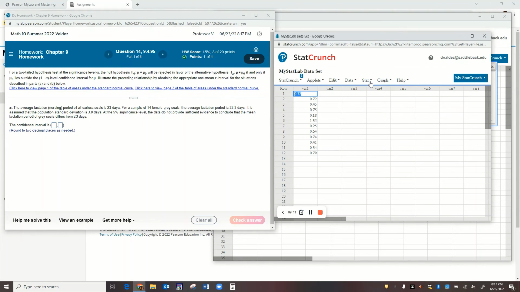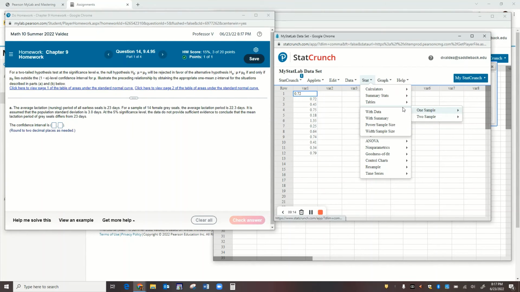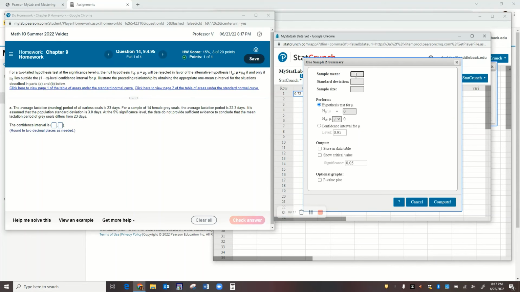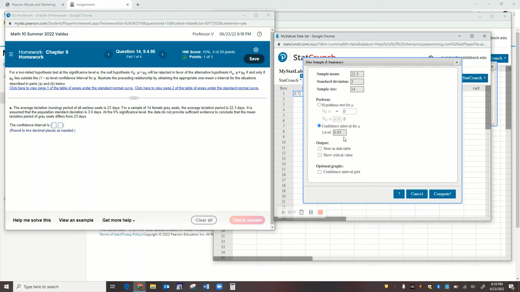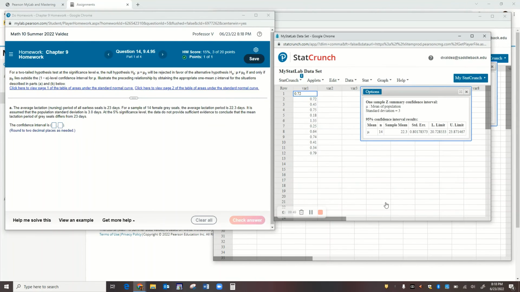We're professional at that. So we're going to go z-stats. Again, one sample, this time with summary, right? So sample mean, 22.3. Standard deviation, population standard deviation was 3 days, and the sample size was 14 female gray seals. We're not doing a hypothesis test. This time they want us to do a confidence interval. The confidence level is 1 minus alpha, 1 minus 0.05, so 0.95 is correct. Alpha right here, 5% significance level, is 0.05. So let's go ahead and compute this confidence interval and round to 2 decimal places.